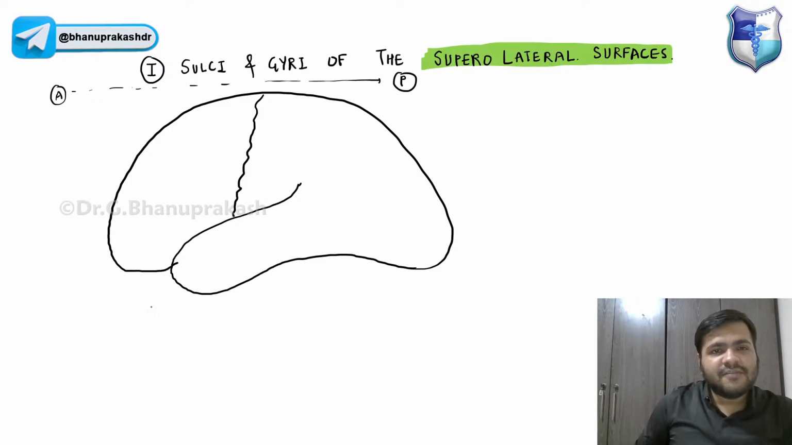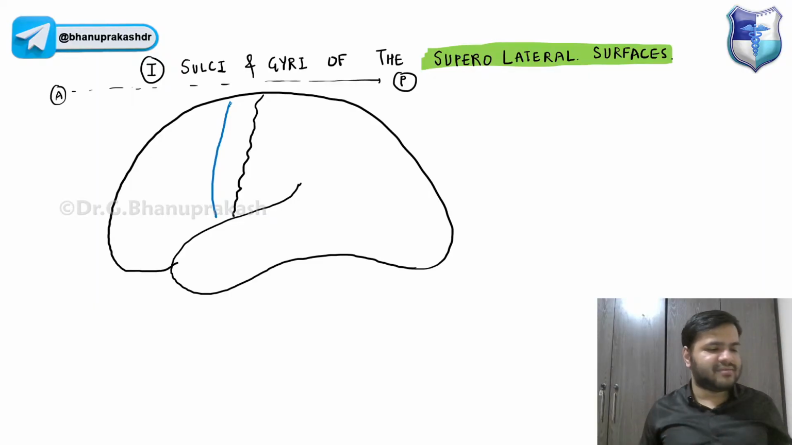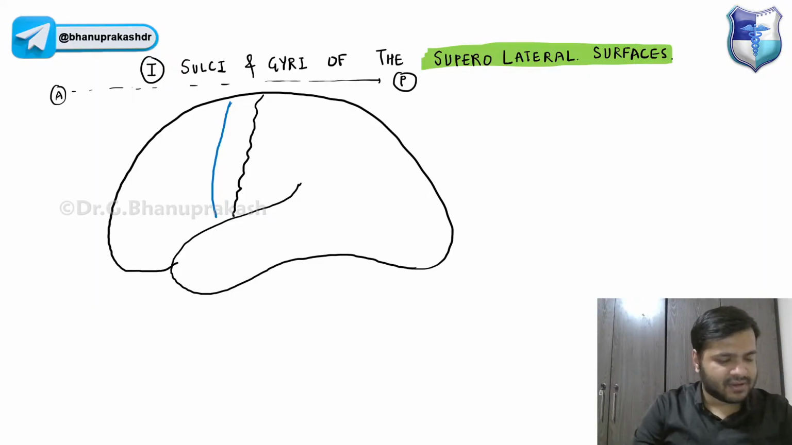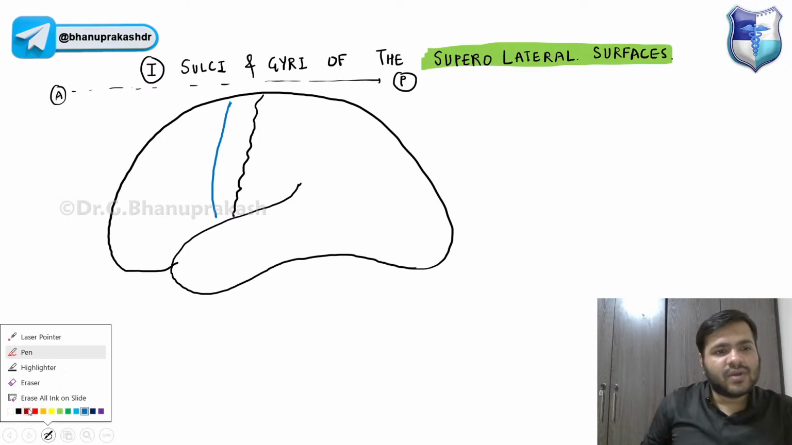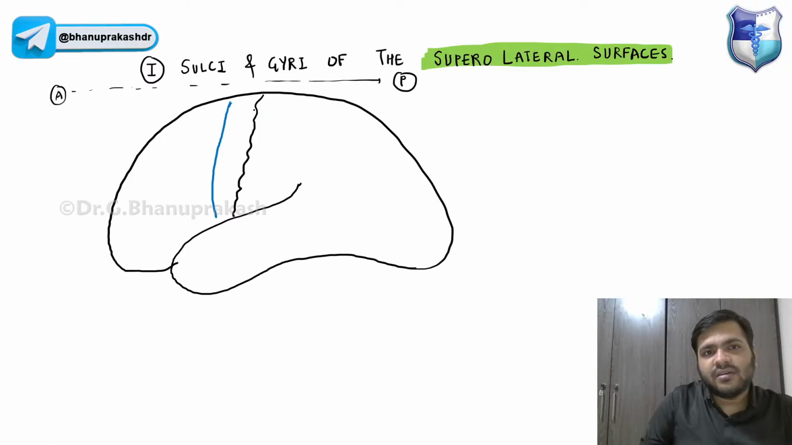And just in front of this, we have another sulcus over here. Yes, it is the central sulcus. Very good, Eren, very good. Yes, Osama, very good. It is the central sulcus. Now you guys already know the main sulcus over here. Now just try to remember, it is the central sulcus.